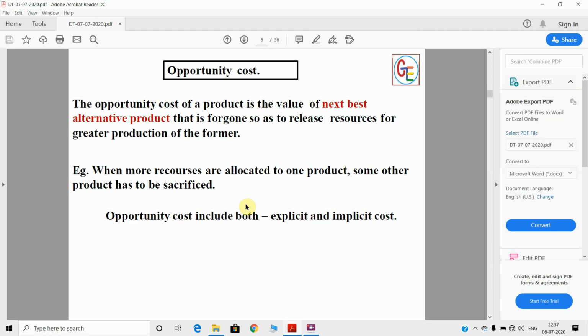Next, we have discussed opportunity cost earlier, and opportunity cost may be both explicit and implicit cost. It includes both explicit and implicit cost. It is a very important point for the MA entrance. It can be asked that explicit cost plus implicit cost is equal to opportunity cost. That is a right statement, right?